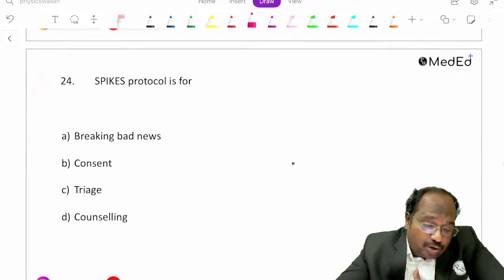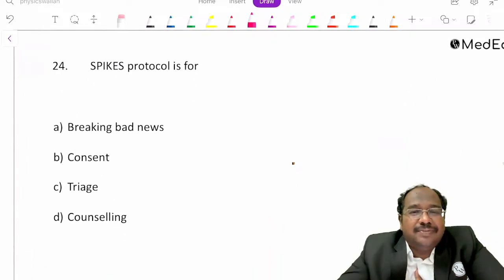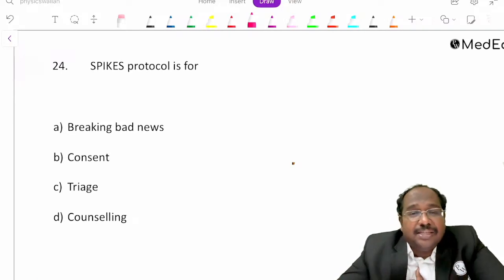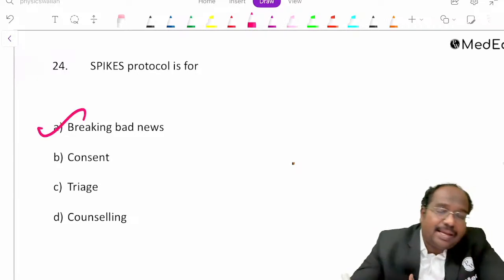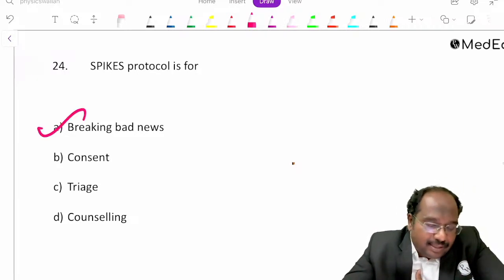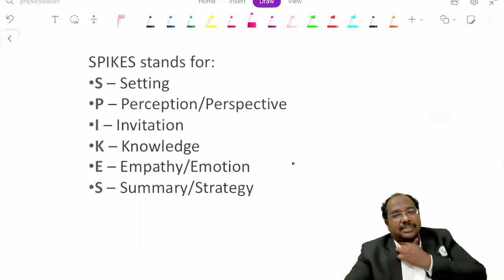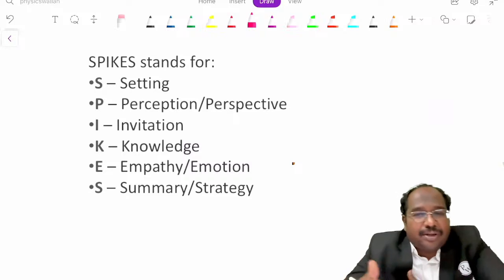The SPIKES protocol. Where is it used? Can anyone tell me? This was asked a few years back in the INI exam. SPIKES is used for breaking bad news, guys. This is what SPIKES is meant for. This is an acronym we use.